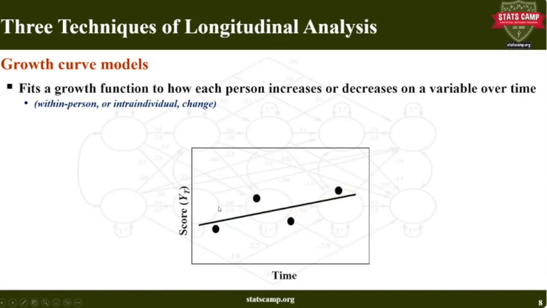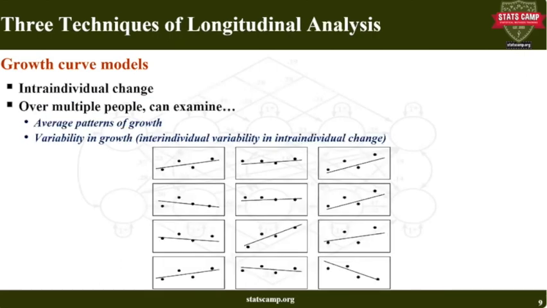So I'm trying to characterize each person's change pattern as a within-person intercept and a within-person slope. So growth curve models are disentangling the between-person differences from the within-person differences. Okay. So I'm looking at the intra-individual change over time, but I'm doing that with multiple people. So I can look at average patterns of growth, and I can look at variability in that within-person change, or the between-person variability in the within-person change.